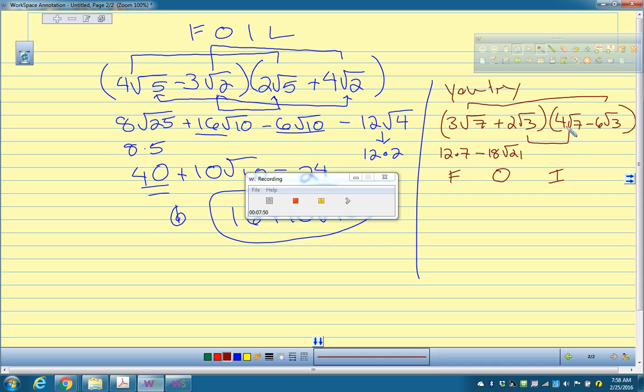2 root of 3 times 4 root of 7 gives you plus 8 root of 21. And my two last terms give you minus 12 times 3, right? That makes 84 minus 36, which makes 48. And negative 18 plus 8 makes negative 10 root of 21. That would be your final answer.